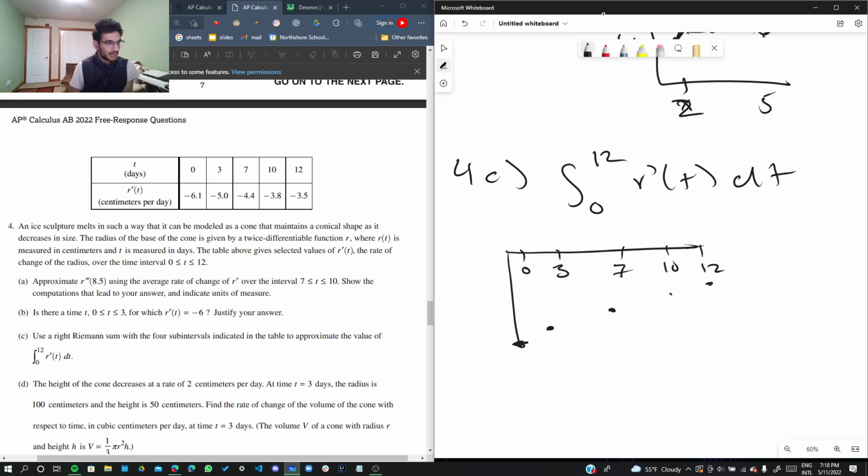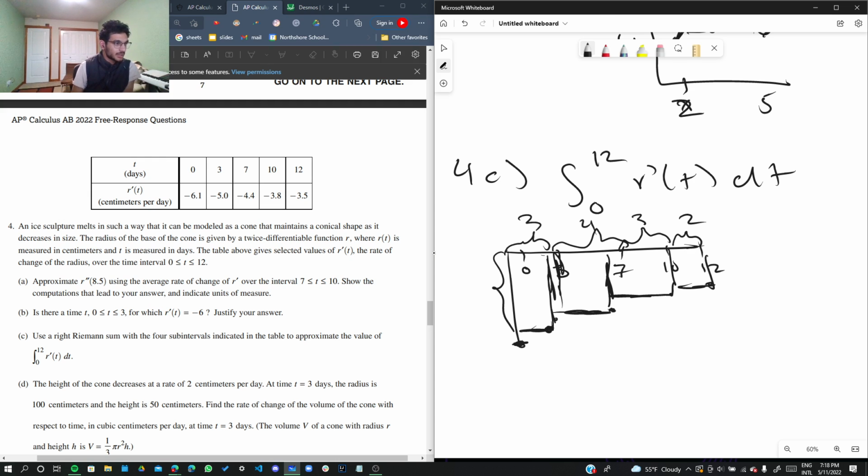And now if you want to do a right Riemann sum, you need to take the right point, and then take the rectangle based on there. So I'm just going to draw a bunch of rectangles there, and now I just take the area. This length is 3, this length from 3 to 7 is 4, this length from 7 to 10 is 3, and this length from 10 to 12 is 2. And then this height is minus 5, because we're taking the right endpoint. This height is minus 4.4. This height is negative 3.8, and this height is negative 3.5.